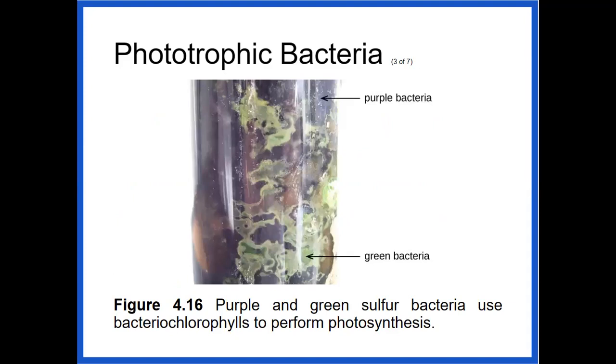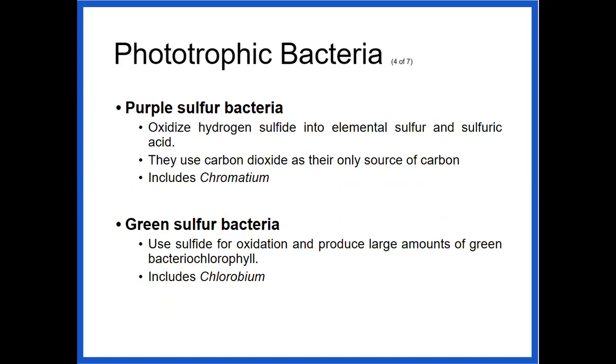Okay, so yan, purple and green sulfur bacteria, they have bacteriochlorophylls to perform photosynthesis. For purple sulfur bacteria, they oxidize hydrogen sulfide into elemental sulfur and sulfuric acid. They use carbon dioxide as their only source of carbon. So that includes chromatium. You have also green sulfur bacteria. You use sulfide for oxidation and produce large amount of green bacteriochlorophyll. So that includes chlorobium.